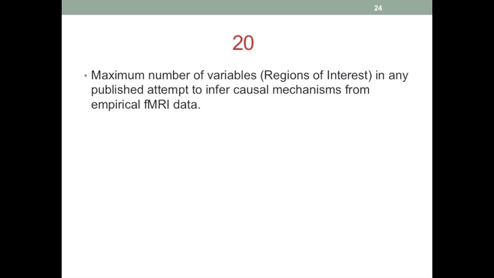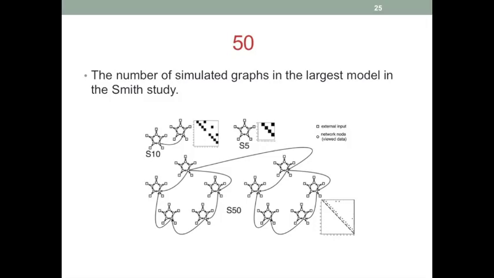So 20 is the maximum number of variables in any published attempt at causal inference in empirical fMRI data, and that was due to Friston. I have 16. Hold it. Let me edit that. 50 was the number of simulated graphs in the largest simulation model in the Smith study. Maybe you have something higher.